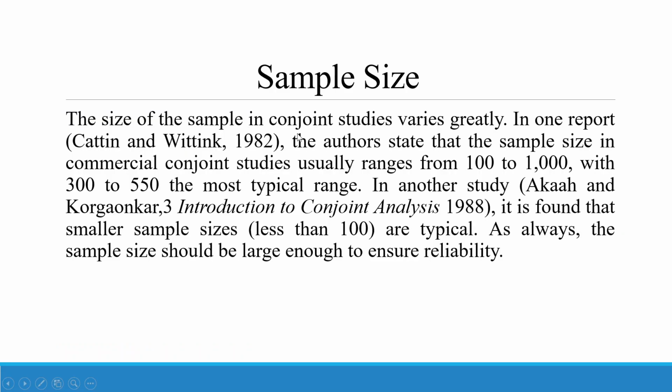The size of the sample in conjoint studies varies greatly. In one report, the author states that the sample size in commercial conjoint studies usually ranges from 100 to 1000, with 300 to 550 the most typical range. In another study, it is found that smaller sample sizes of less than 100 are typical. As always, the sample size should be large enough to ensure reliability.